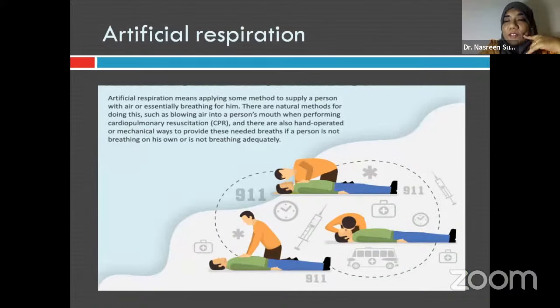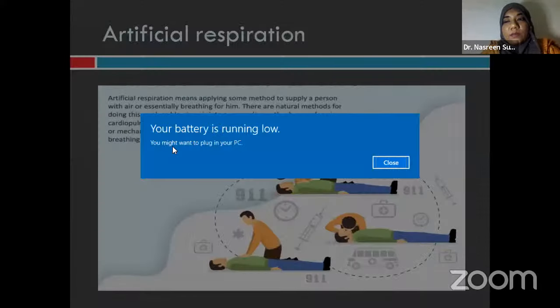Now, what is artificial respiration? Artificial respiration might be you have seen in many movies, right? Where female lead will be falling in the water and some person will be giving artificial respiration.